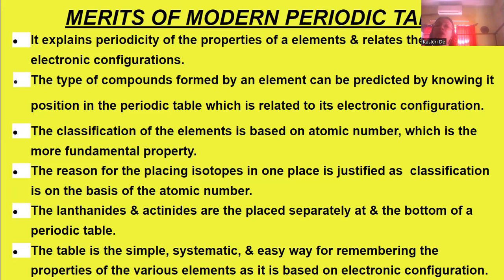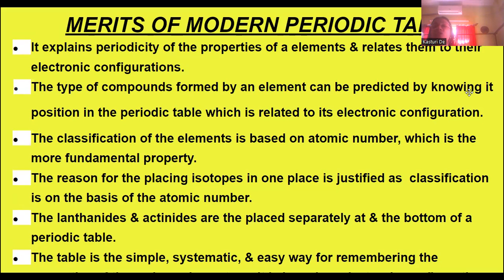The classification of the elements is based on the atomic numbers, which is their fundamental property, and the isotopes. The elements which are having the isotopes are placed in one place, and that is justified as the classification is based on the atomic number and not on the atomic mass. Even the lanthanides and actinides are placed separately, at the bottom of the periodic table and not included in the main periodic table. The table is simple, systematic, and an easy way for remembering the elements' positions.